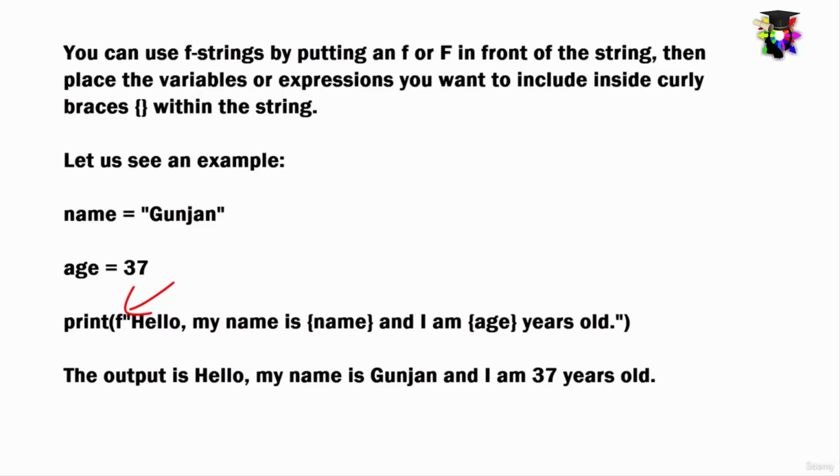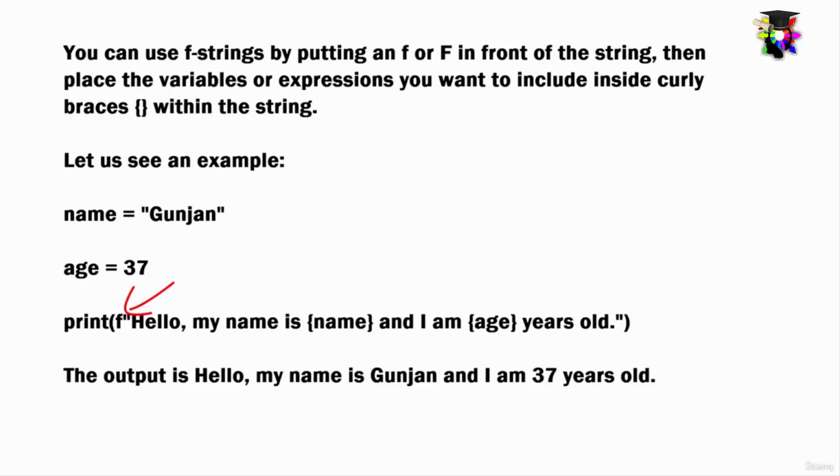For example, name equals Gunjan, age equals 37. If I print f, "Hello, my name is {name} and I am {age} years old," the output is: Hello, my name is Gunjan and I am 37 years old. The f before the string indicates that it's an f-string, which allows you to embed expressions directly within the string.